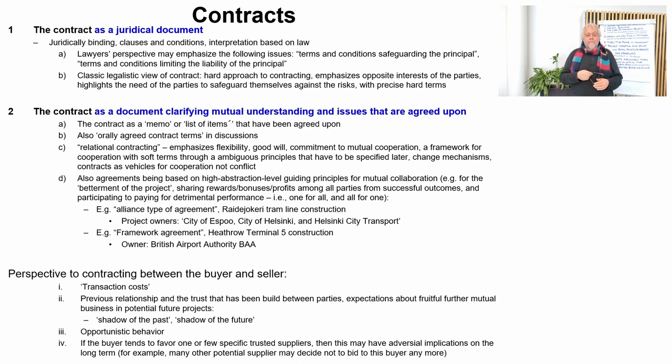Then at the lower part of this slide, there are some perspectives to contracting between the buyer and seller. The first point is about transaction costs. Transaction costs means that this whole contract and delivery is a kind of a transaction when it's agreed between the buyer and the seller. And when the buyer makes the request for bid, it takes a lot of resources. When the supplier prepares a bid, participates in negotiations, when the customer, the buyer, compares the bids and selects those suppliers that are invited to negotiations, this all takes a lot of time and money.